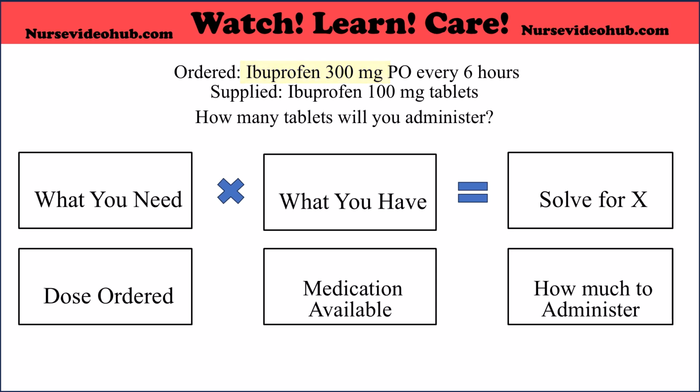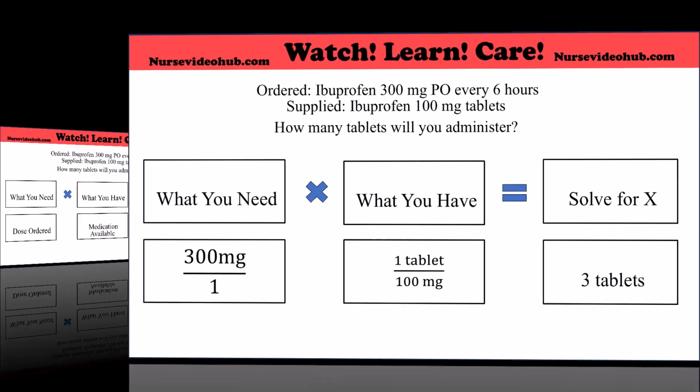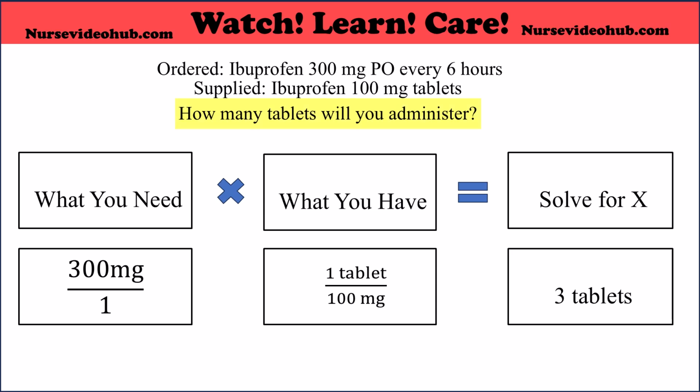The medication supplied is ibuprofen 100 milligram tablets. How many tablets will you administer? You set up the problem to identify the number of tablets to administer. Write out the prescribed dose as a fraction, 300 milligrams over 1. Then write the available medication in a fraction with the units set up so that they cancel out. 1 tablet over 100 milligrams.